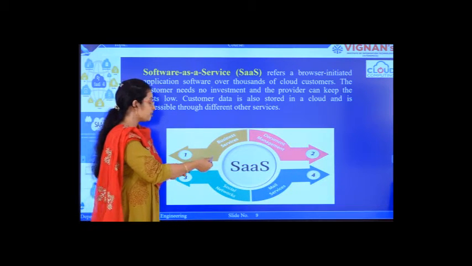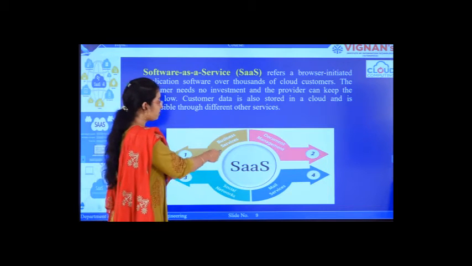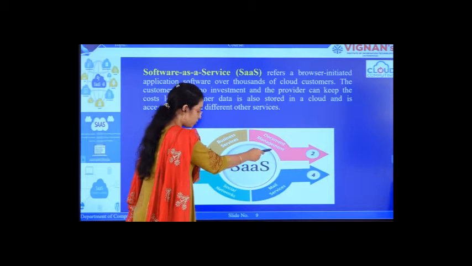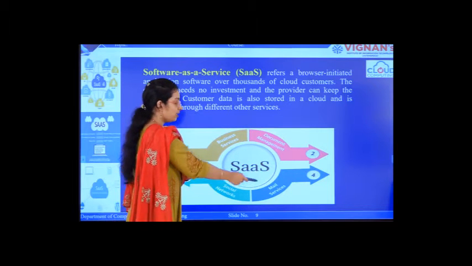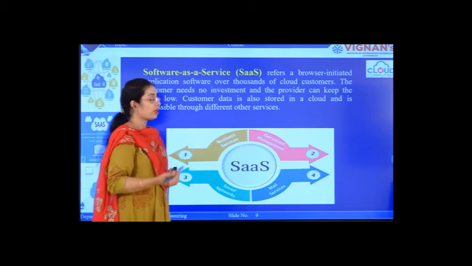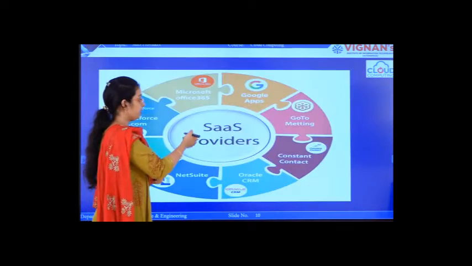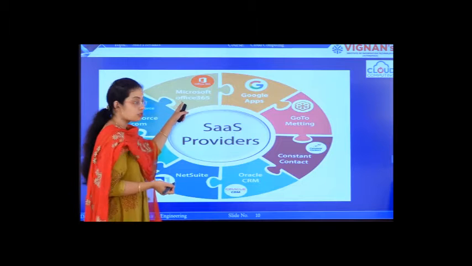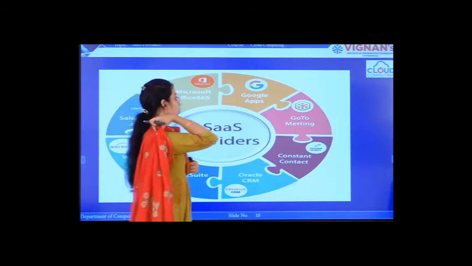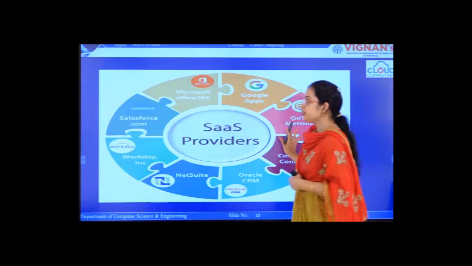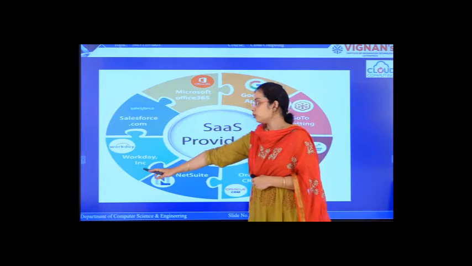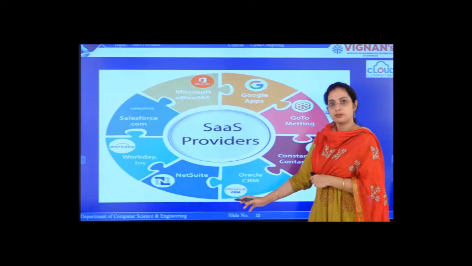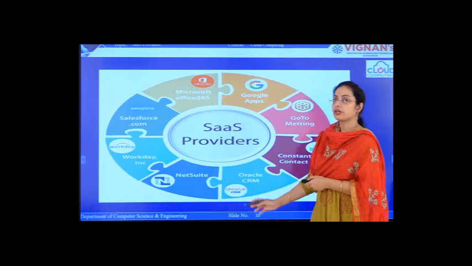So, here we can see SaaS provides services for business, in order to have proper document management, social networks and mail services. Who are the real-time software service providers available? They can be Microsoft Office 365, Google Apps, GoToMeeting, Salesforce, Workday, NetSuite and Oracle customer relationship management.